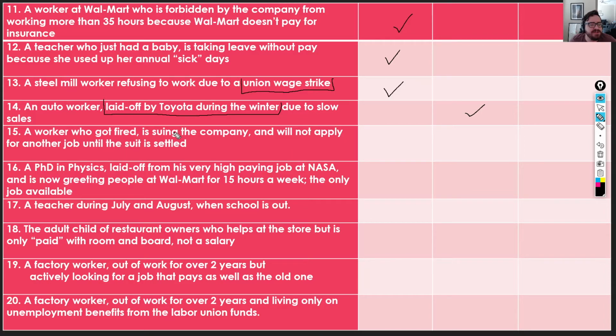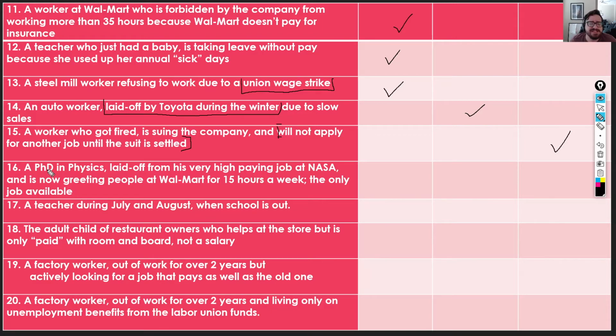Worker who got fired is suing the company and will not apply for another job until the suit is settled. They got fired, so you're like, oh, they're unemployed. Wait a minute. Will not apply for another job until the suit is settled. He's not looking for another job. Person's unemployed.